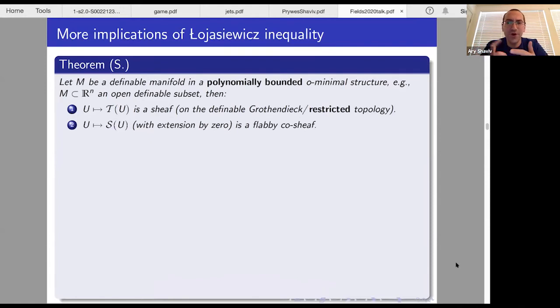But if you have a cosheaf of functions, then the extension is almost always injective. Well, in any case, it's not very important. What is important is that the assignment of the space of tempered distributions is a flabby sheaf. Let me say a few words about this. So the space of tempered distributions is just the dual, the continuous dual to the Schwartz space.